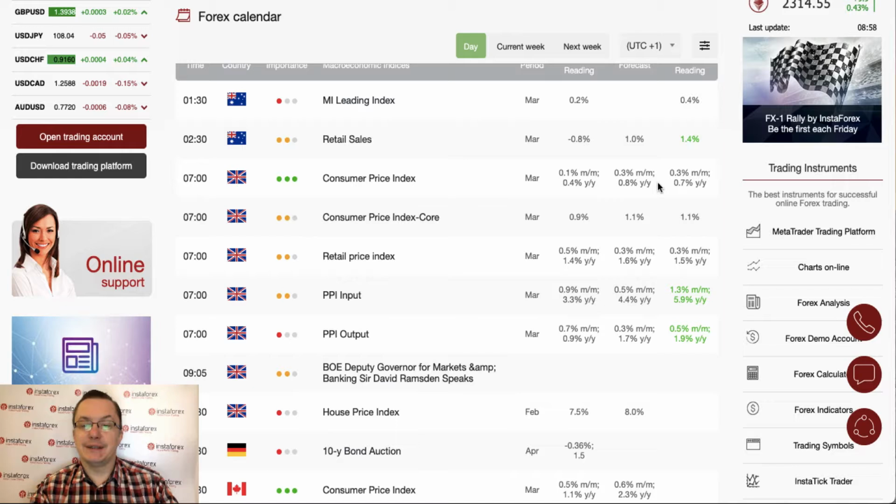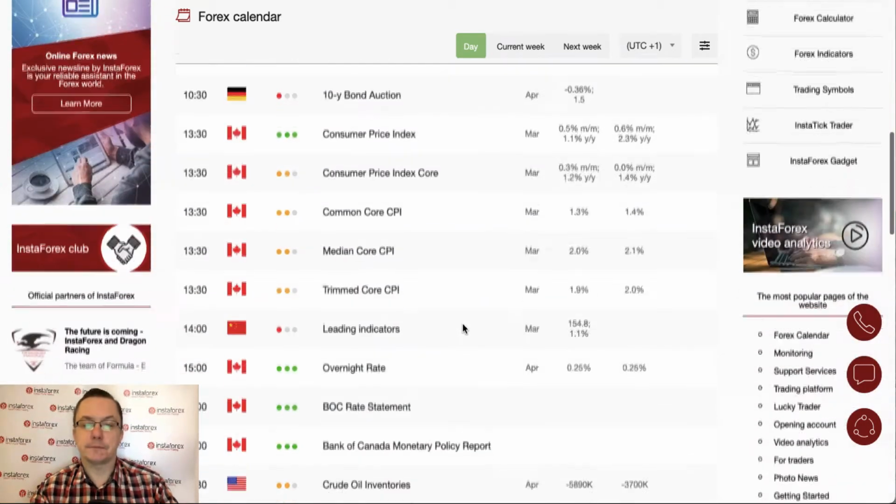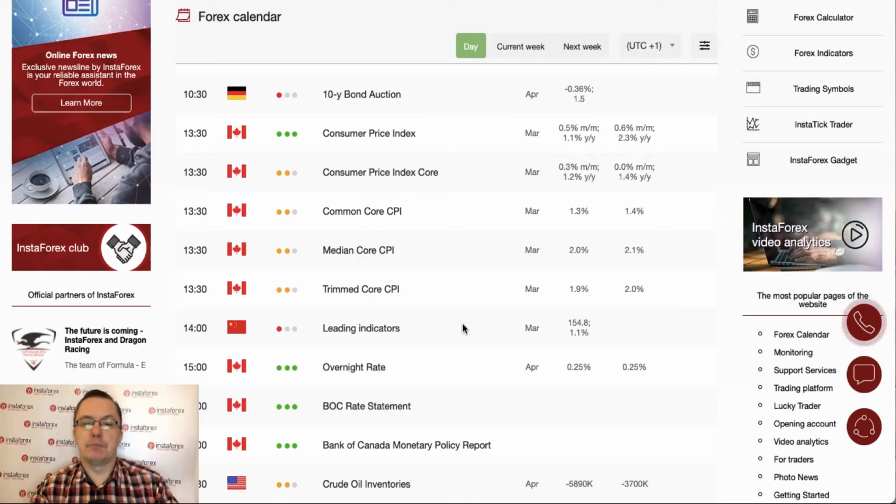And the consumer price index is in line with expectations of 0.3% and better than the last reading of 0.1%. So the retail price index is as well in line with the expectations, 0.3%, but worse than the last reading of 0.5%. PPI input and output are both better than expected. So we will definitely take a look on the British pound chart.